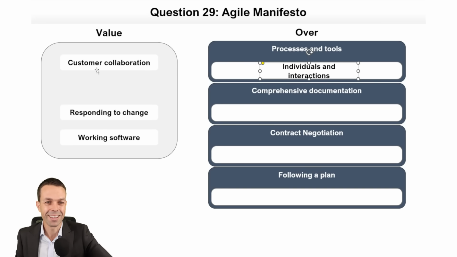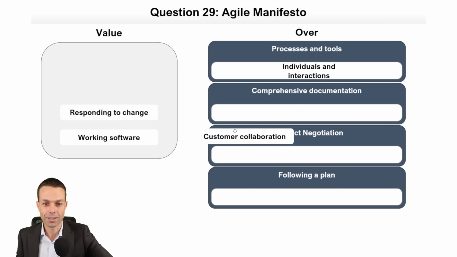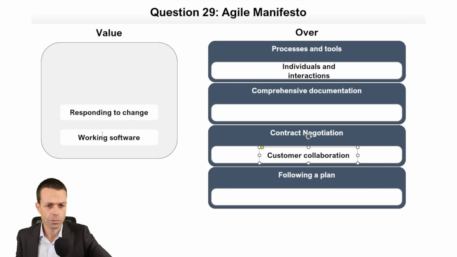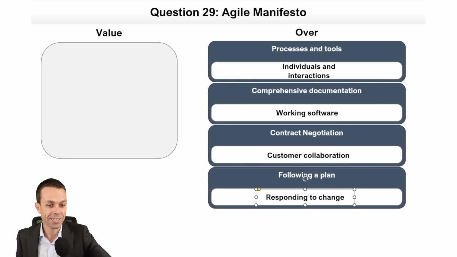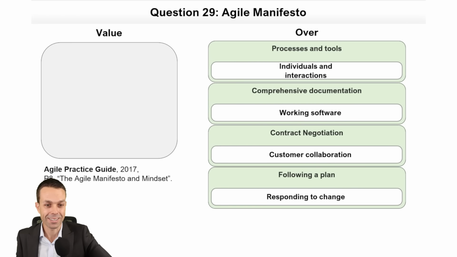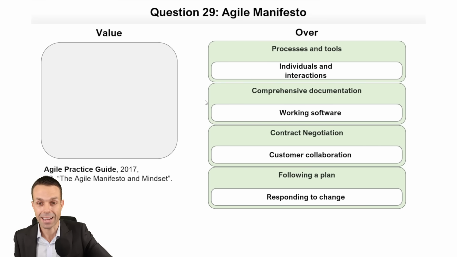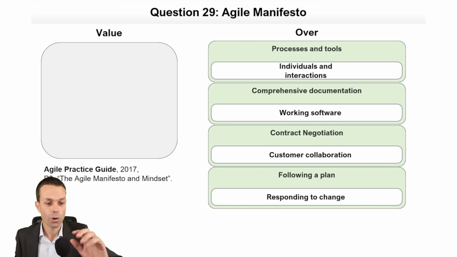So the customer collaboration over contract negotiation. Working software instead of comprehensive documentation. And, no, responding to change instead of following a plan. It's a bit confusing because they're upside down, but let's check them out. And that is correct. The Agile Manifesto and Mindset, page 8. Always remember that as our way to act. Individuals and interactions working together instead of, as opposed to, we prefer it over processes and tools. Last one. Here we go.